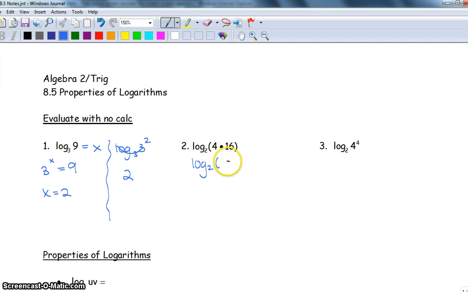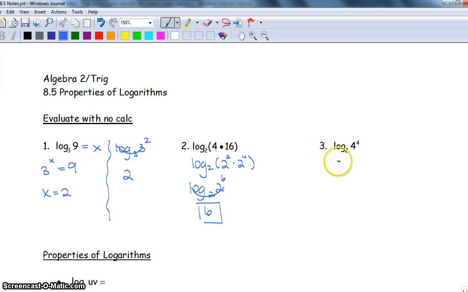Same for our next one. We have 4 times 16, but 4 can really be 2 squared. 16 can really be 2 to the 4th power. And from last chapter, if I've got bases that are being multiplied together, I'm just going to add their exponents. My base is going to stay as 2, and that's going to be to the 6th power. So the 2's cancel, and we're left with just 6.